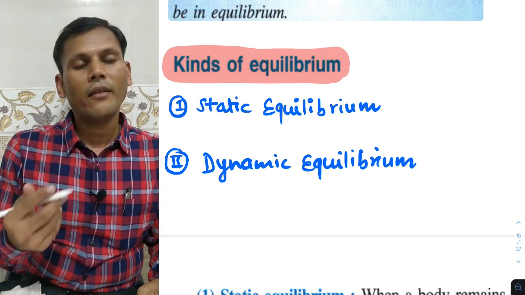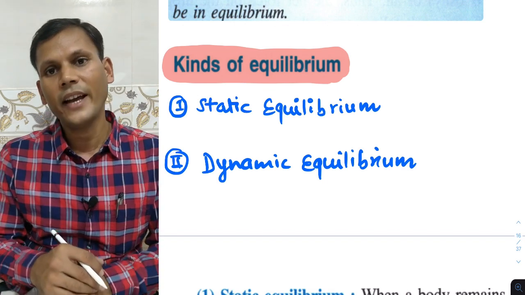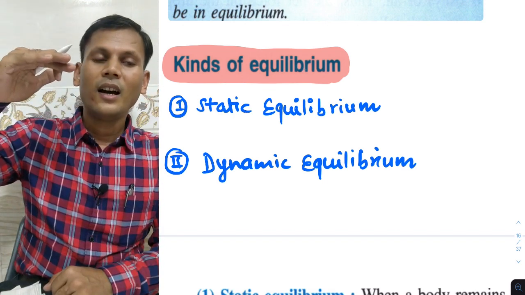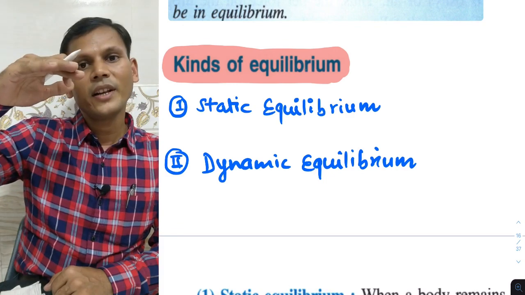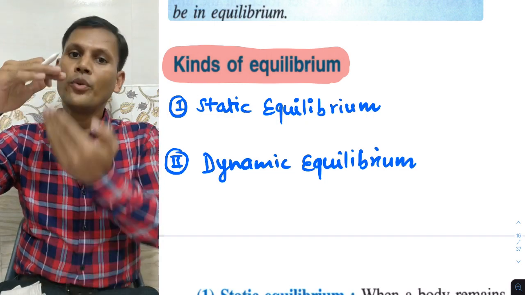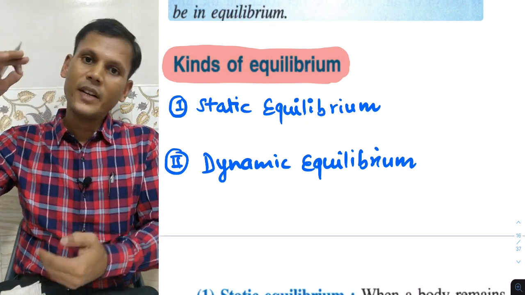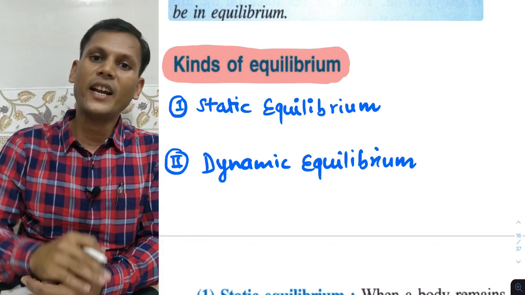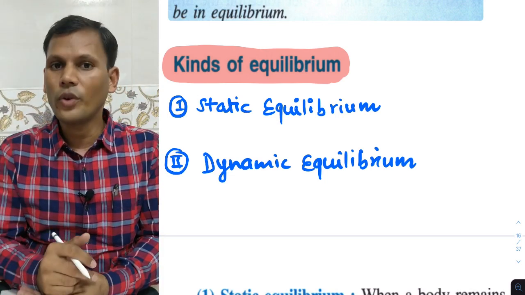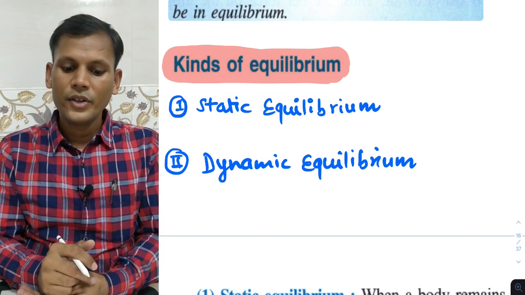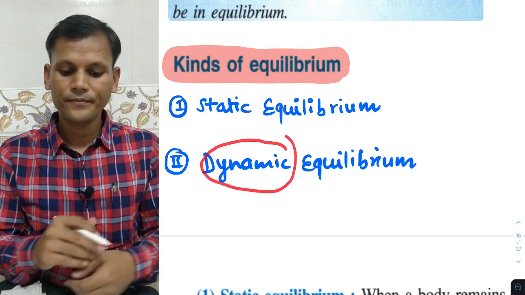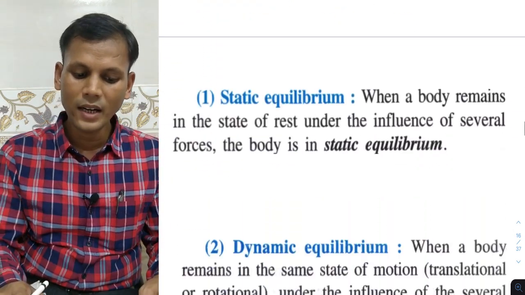For dynamic, I will give one example. If any aeroplane is in the air, it stays in the air because gravity is acting, so it should fall down, but upthrust is there, due to which it acts in the upward direction, and still it is moving at a certain height. So regarding height, I can say it is in equilibrium. This is an example of dynamic equilibrium. Let us see the definition parts.